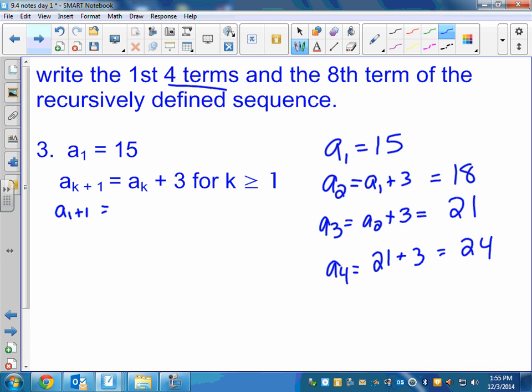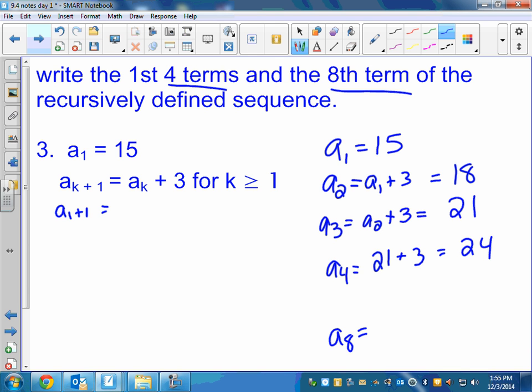Notice on this one they didn't ask us to write the 100th term, because writing the 100th term would be a good amount of work. You can't just plug 100 in. You'd just add 3 a bunch of times. They asked us for the 8th term, so you have 2 ways to do this. One way is you could just find the 5th, 6th, 7th, and then the 8th term.